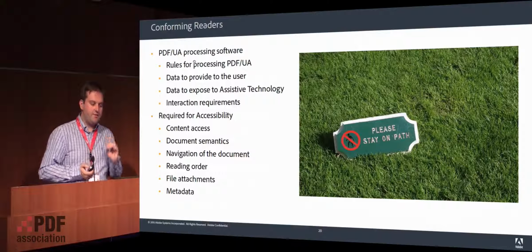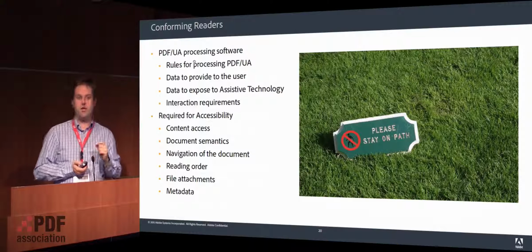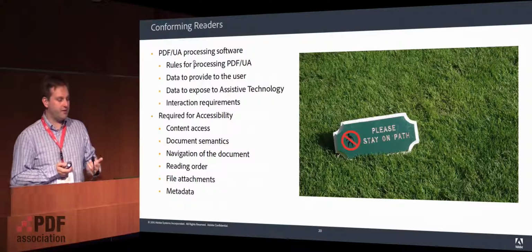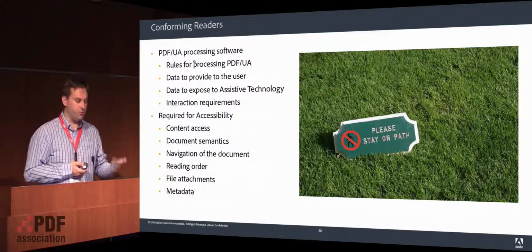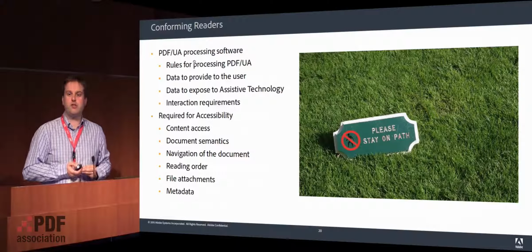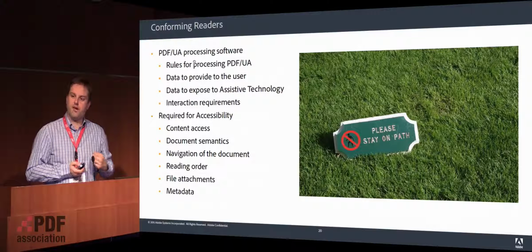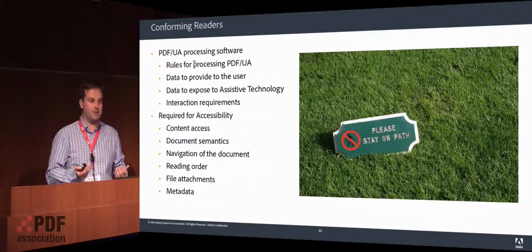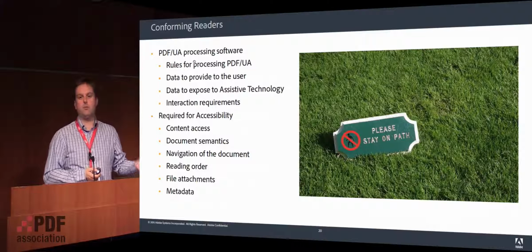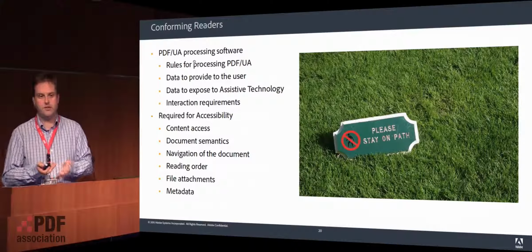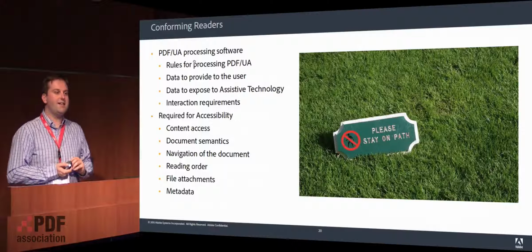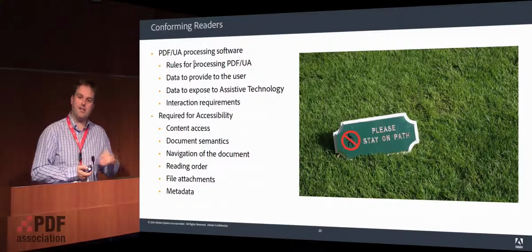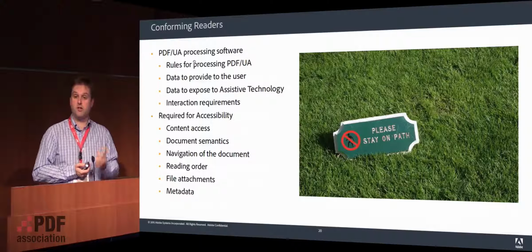Well, these are very specific rules. If you claim that you are a PDF/UA compliant processor, you shall follow these rules. And these rules describe what type of data should be provided to the user. So for example, the logical structure, the semantics of the content. If that's in the document but isn't provided to an end user, it's useless. And so we mandate that that information that we provided in the PDF is exposed to the user.